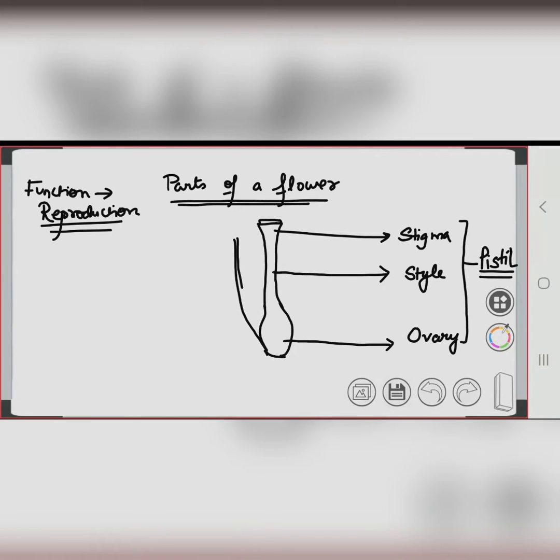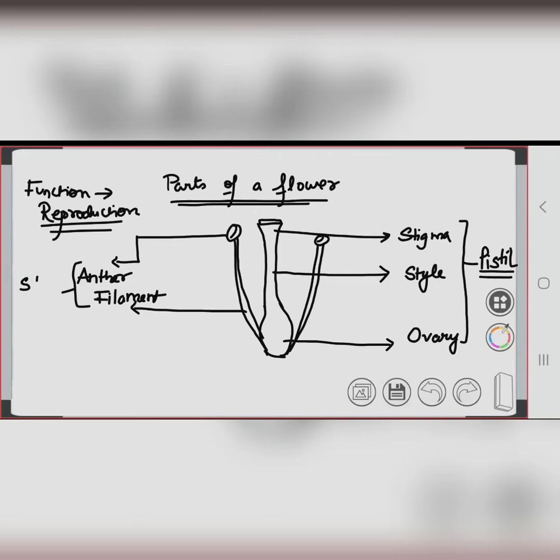Then the next part is called the stamen. This is the male part of the flower. The stamen has two parts: basically the top, which is called the anther, and the base, which is called the filament. Both of them together are called the stamen.